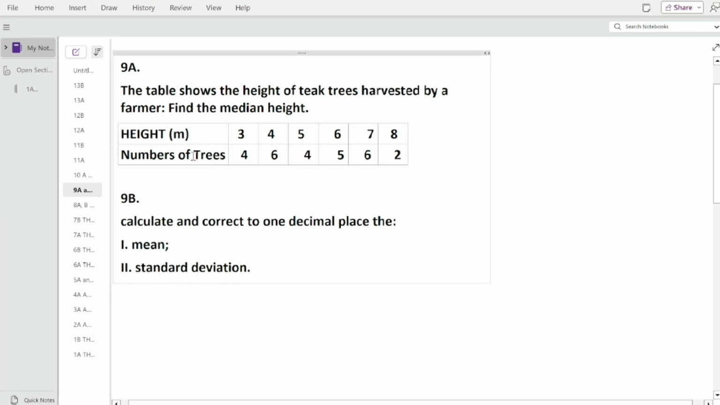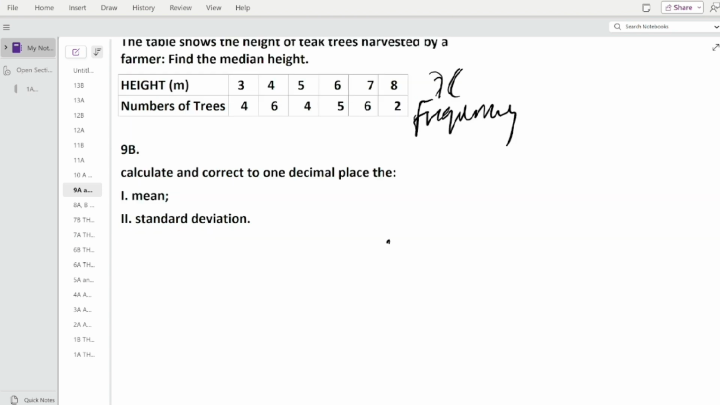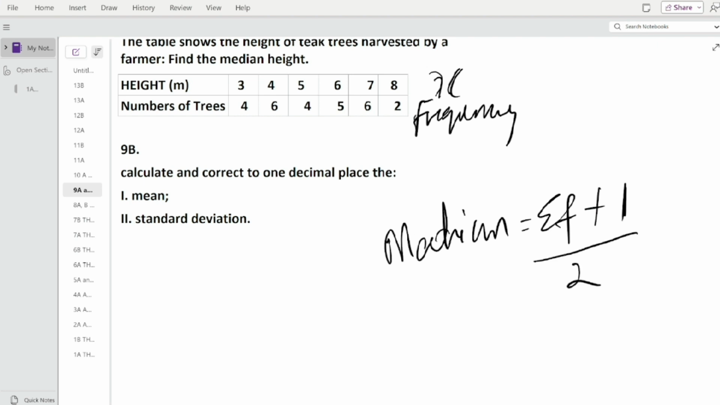Looking at this, we should understand that the number of trees represents the frequency and the height represents the x. To get the median height, we need to add the frequency, that's summation of the frequency, then add 1 to it. Then finally, we divide it by 2 and get our answer. The formula for finding the median of a group data is summation of the frequency plus 1 over 2.